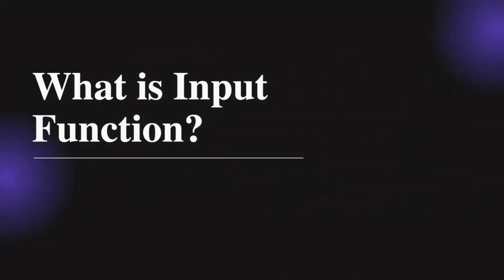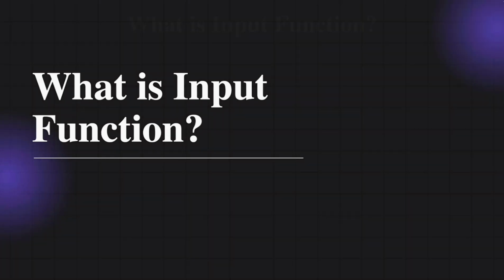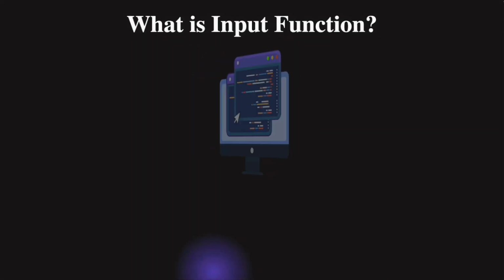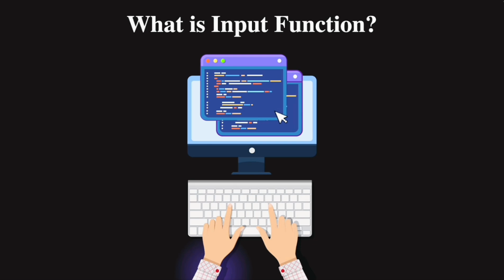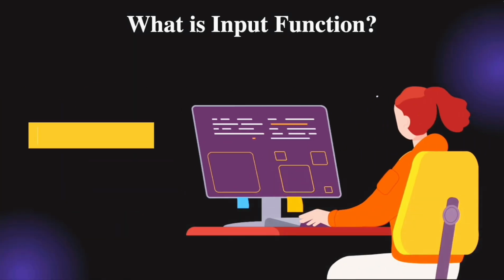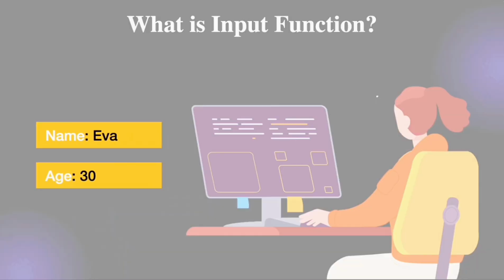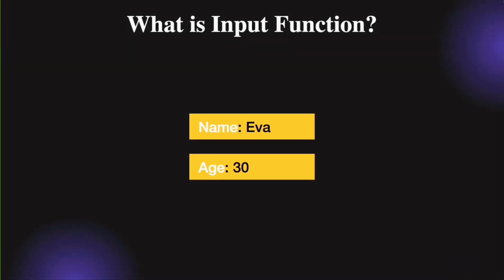First, let's understand what the input function is. The input function is a built-in function in Python that helps in taking any information from the user while the program is running. That means, if you want the user to input their name, age, or any number, you use the input function. Whatever input this function gets from the user is in the form of a string. Even if the user inputs a number, it will come in the form of a string initially.